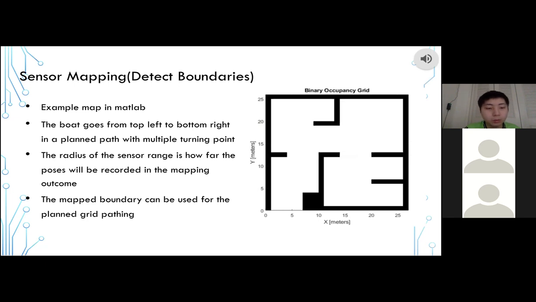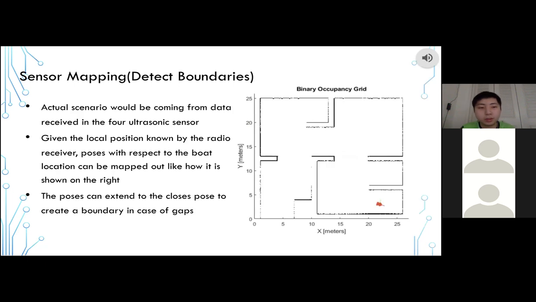Assuming that the boat goes from the top left to the bottom right, the boat side and front faces the direction of the boundary. We'll record that location and create a pose. This picture on the right is a graph showing the poses recorded. However, the actual scenario would be slightly different because it works with the 4 ultrasonic sensors on our boat.